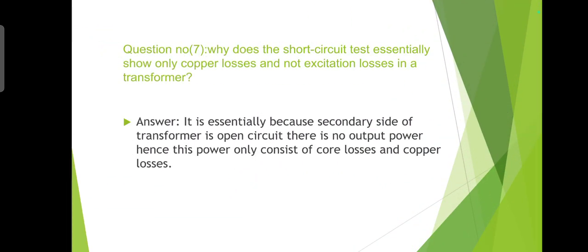Question number 7. Why does the short circuit test essentially show only copper losses and not core losses in a transformer? It is essentially because the secondary side of the transformer is short circuited. There is no output power, hence this power only consists of copper losses, not core losses.